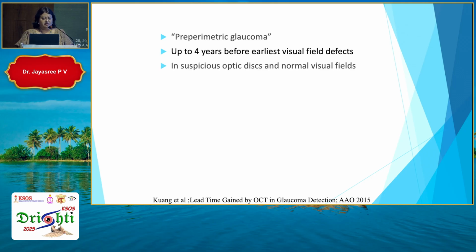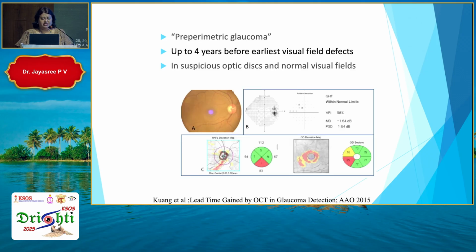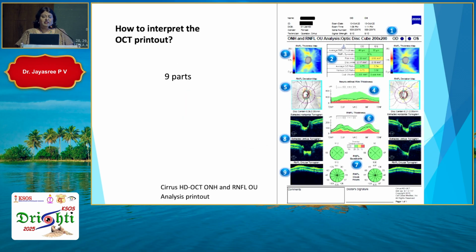It is especially useful in a suspicious optic disc with normal visual fields. Here what we see is there is a suspicious disc, and there is a suspicious visual field defect. So to make sure whether there is an RNFL defect or whether it is glaucoma, we do an RNFL analysis, and then you see that there is an inferotemporal RNFL defect, and then your diagnosis is really clear here. So it is very important to correctly identify and interpret the OCT printout.